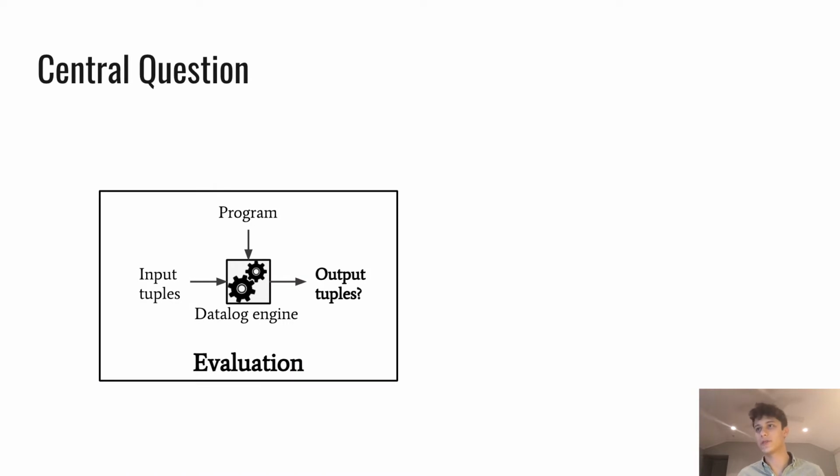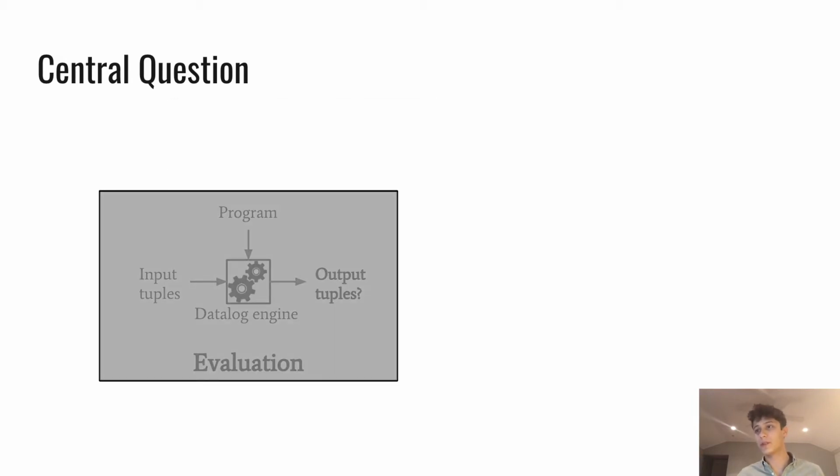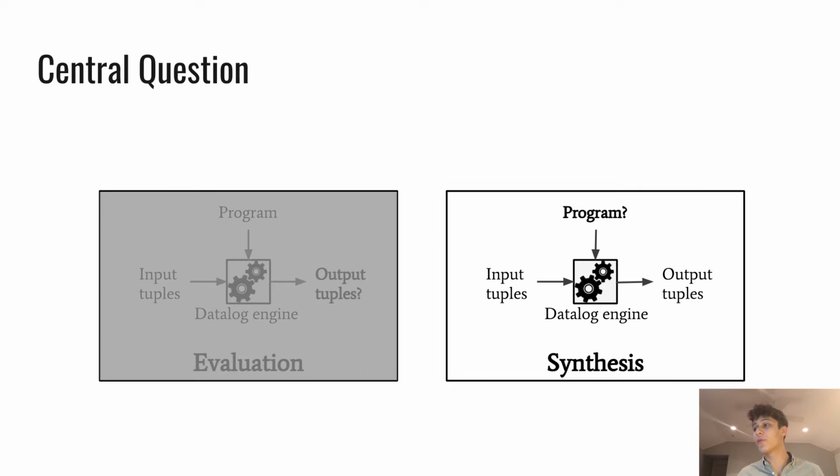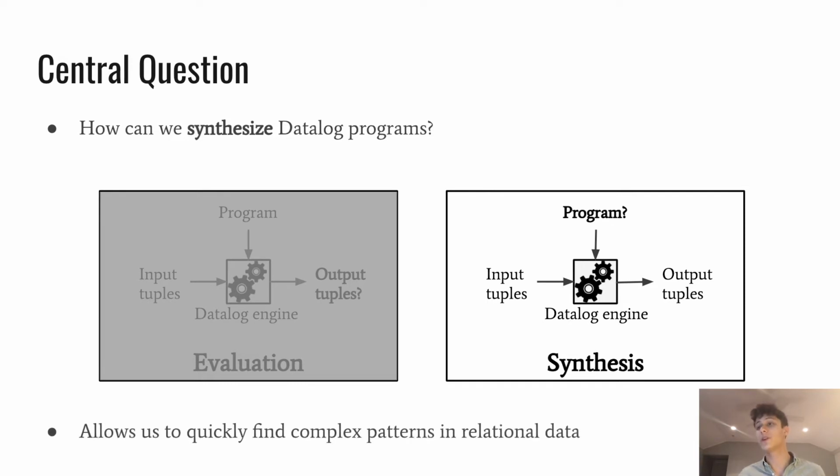So now we come to the central question of the talk. There's a lot of research on the evaluation of logic programs, but this isn't the focus of our talk. Rather, we focus on the synthesis of logic programs. Given input tuples and output tuples, what is the program that affects this change? Specifically, we focus on Datalog programs. Datalog is a widely used logic programming language that operates on relational databases. How can we synthesize Datalog programs? Doing so would allow us to quickly find complex patterns in relational data, as shown on the previous slides.